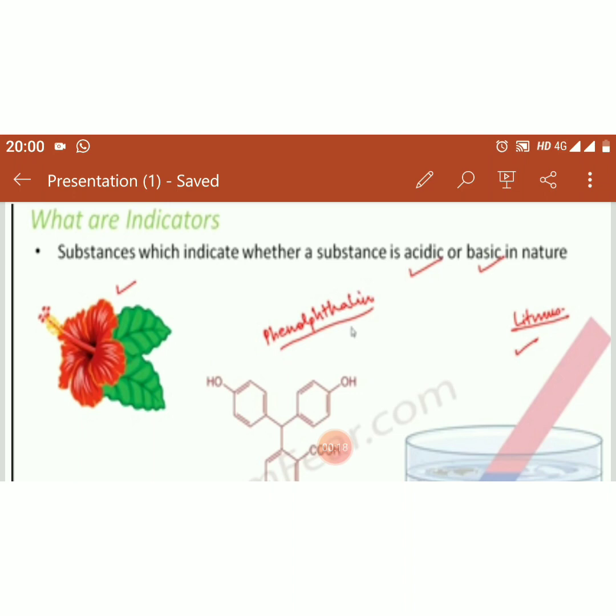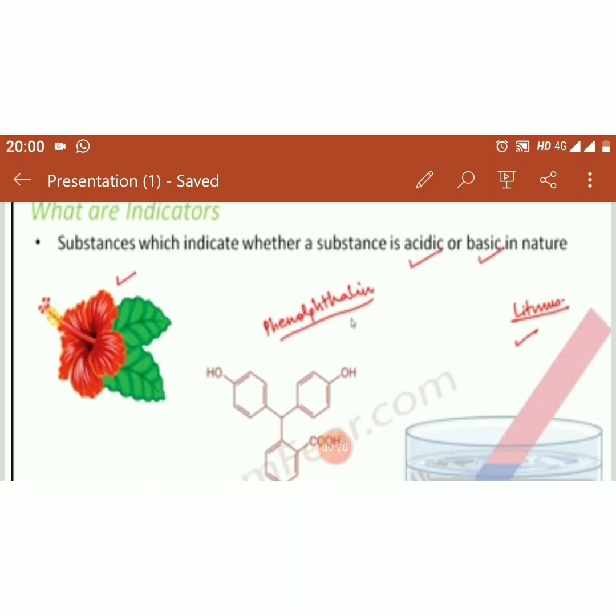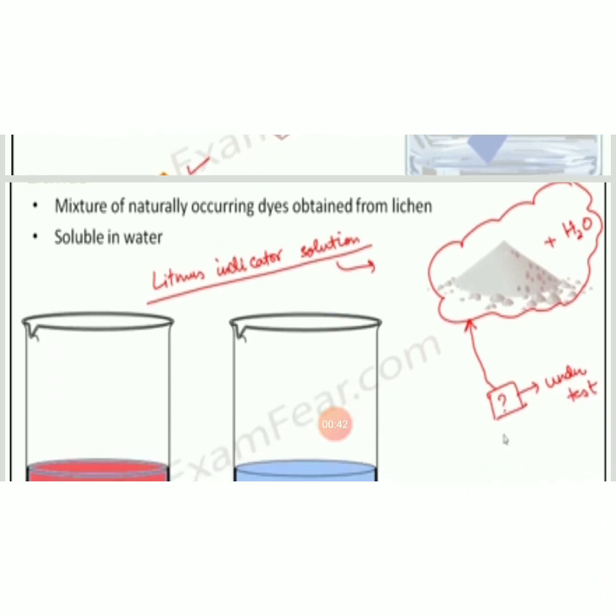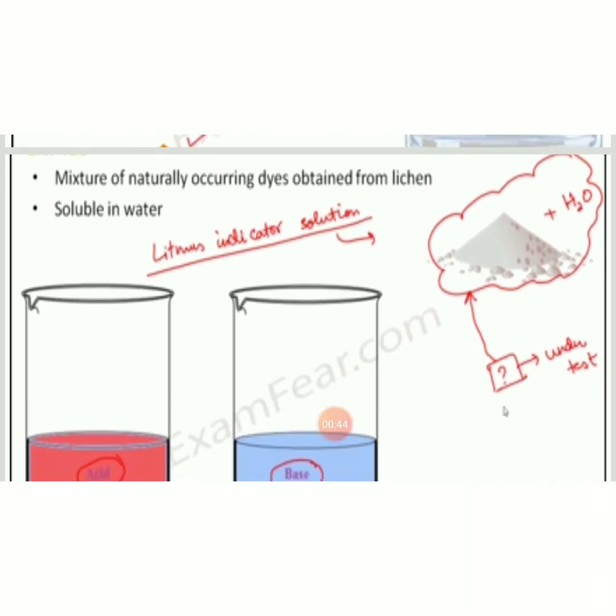Now, some of the naturally occurring indicators are China rose, which is shown in the picture. China rose is also known as hibiscus. Then another natural indicator is litmus. Another one is turmeric, which you use in the kitchen in your food items. And in spite of the natural indicators, there are synthetic indicators also, and one is phenolphthalein. Right? Now let's discuss each one by one. First, we'll discuss about the litmus.